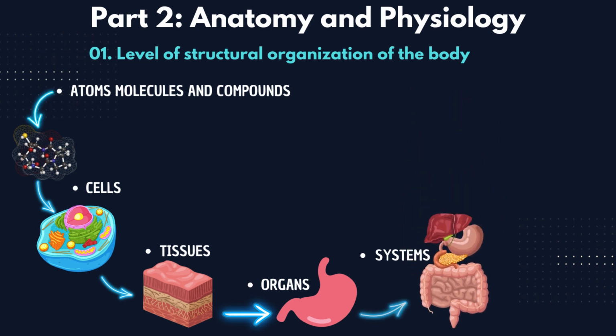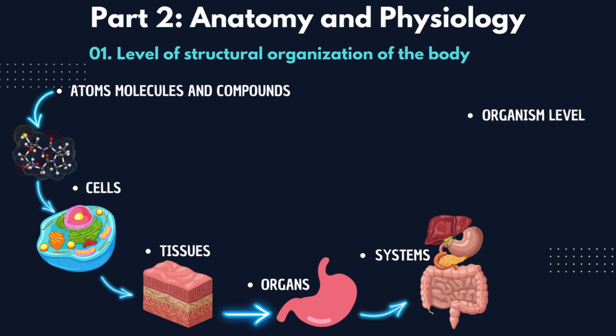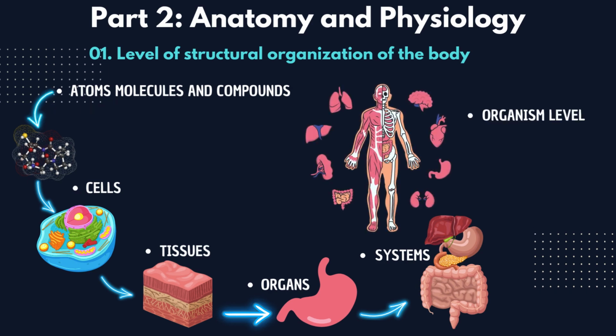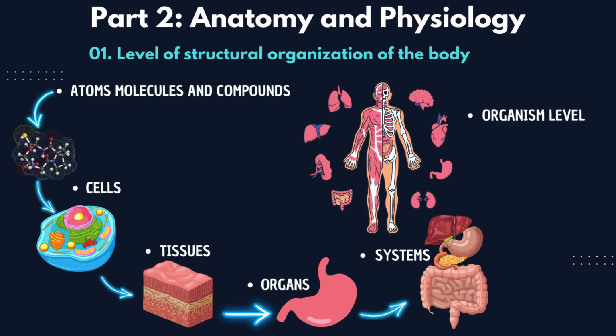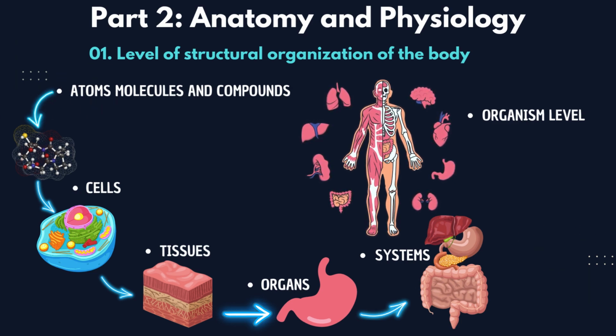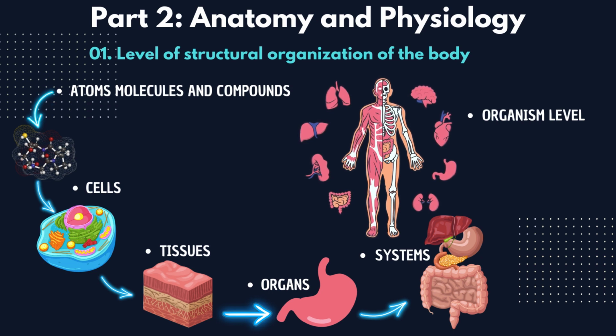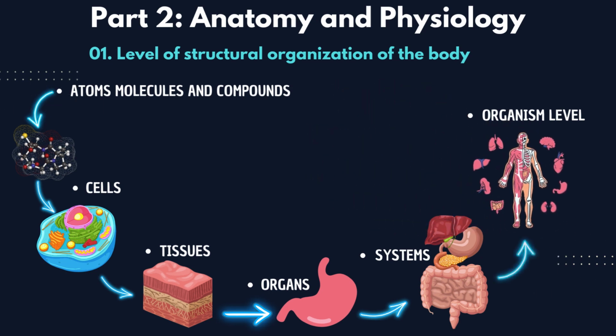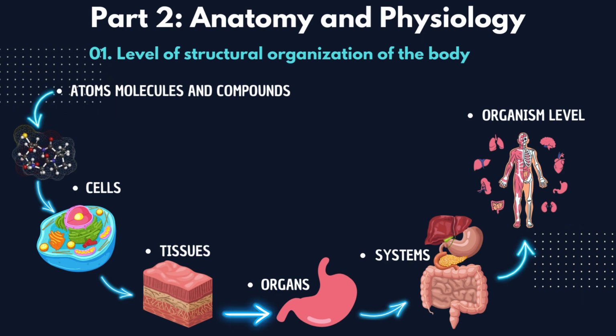Sixth structural level of organization is organism level. The various systems of the body like respiratory system, cardiac system, nervous system, digestive system, etc., form the entire organism, or you can say the whole human body. So, I hope you have understood the level of structural organization of human body very well.